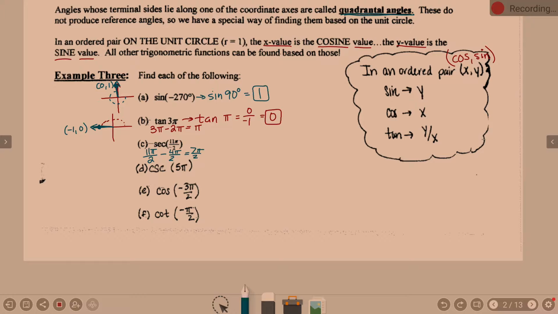So what can I do again? Subtract 2 pi as many times as you need to. We talked about that the first day we were working with coterminal angles. Subtract it again. What's 7 pi over 2 minus 4 pi over 2? 3 pi over 2. Is that something we know? Is that something that's on our unit circle? It is, isn't it?